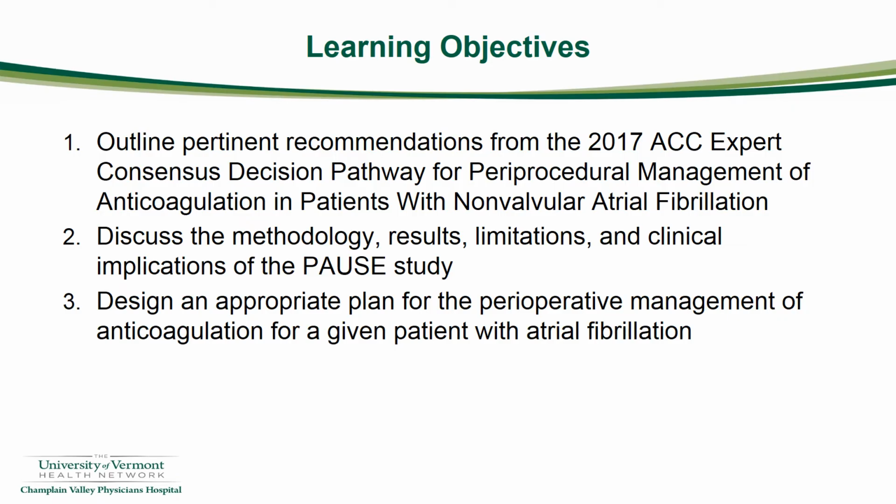By the end of our discussion today, we will have gone through some pertinent recommendations from the 2017 ACC Expert Consensus Decision Pathway for peri-procedural management of anticoagulation in patients with non-valvular AFib. We'll take a look at the PAUSE study, which was published in 2019, talk about the methodology, results, limitations and strengths, and some of the clinical implications we can take away from this study. And then we'll look at a patient case and design an appropriate plan for the perioperative management of anticoagulation for a given patient with atrial fibrillation.